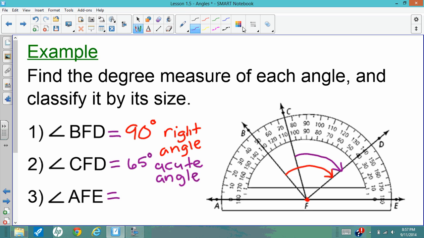And finally we can find AFE. That's the distance between ray FA and ray FE, and I think we can probably see right away that that is a straight angle. If we go all the way around, we'll measure 180 degrees. So that is a straight angle. It makes a straight line. And you might even notice that ray FA and ray FE are opposite rays because they share the same vertex. They go in opposite directions and they make a straight line.